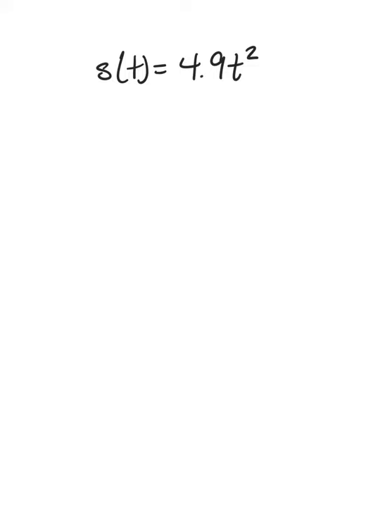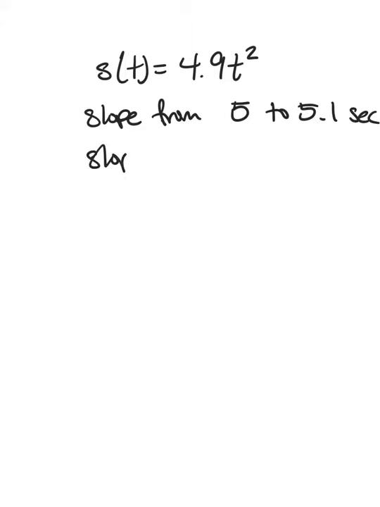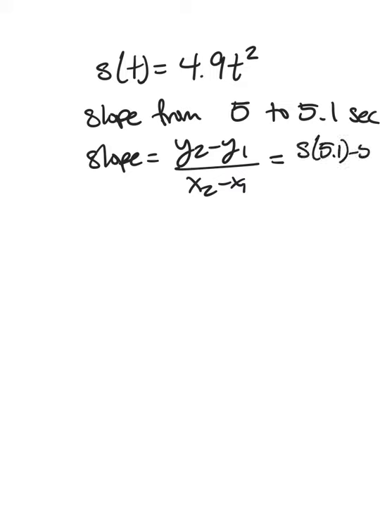Let's figure out the slope from 5 to 5.1 seconds. So you're going to use basic slope, y2 minus y1 over x2 minus x1. That means you're going to put in 5.1 into your equation and 5 into your equation. That's your y2 minus y1 over 5.1 minus 5. That's your x2 minus x1.